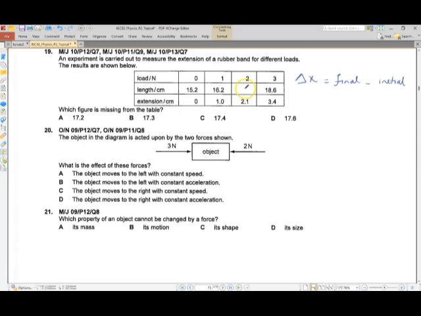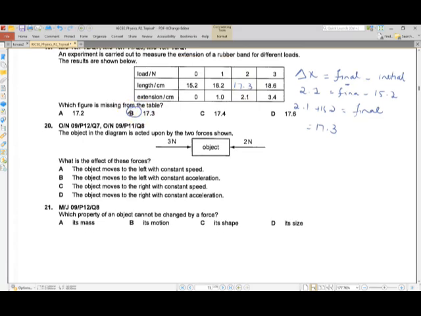So if we have to find the length here, this thing, we can always use the extension for it. Okay, the extension for it is 2.1. And when no load was suspended, the natural length is 15.2. So 2.1 plus 15.2 is going to give you this value, which is going to be 17.3. So a value of 17.3 is missing. So option B is the correct answer.